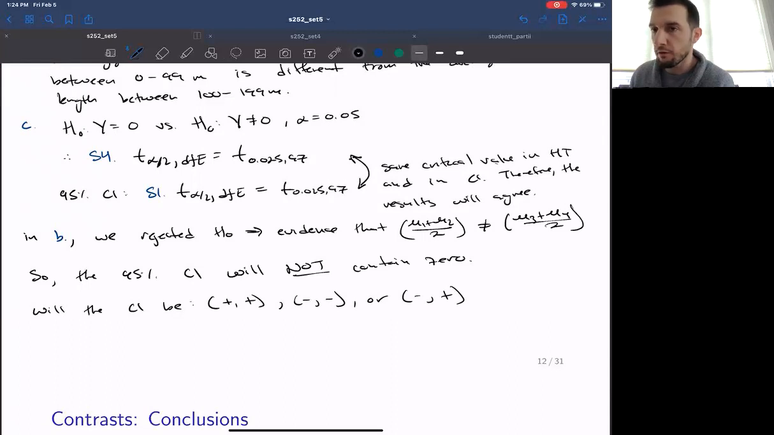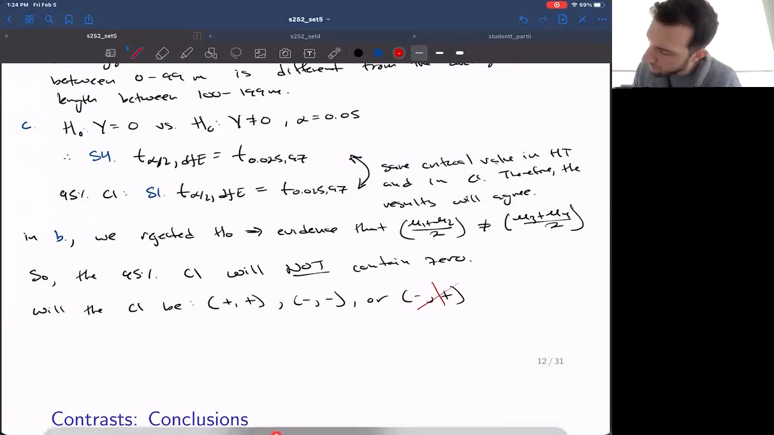So if the bounds were going to be a lower bound negative and an upper bound positive, that would have to contain 0 because numbers run from negative to positive. Okay, so this one is automatically out. We know that the interval either has to have 2 positive bounds or 2 negative bounds. How do we determine which?